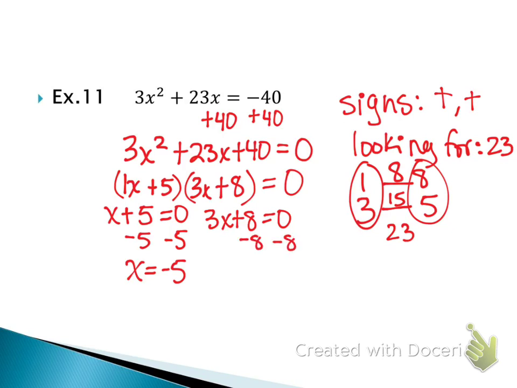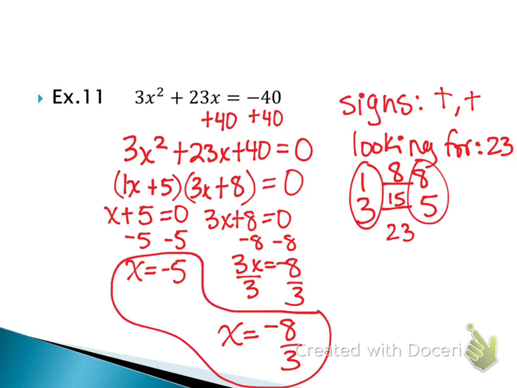And on my other one, Deshaun, what am I doing? Subtract 8 on both sides. And then what? Divide by 3. So we get x equals -8/3. Again, don't worry about trying to put that as a decimal. Just leave it alone. It's not going to come out nice anyway. Questions, concerns? Okay.